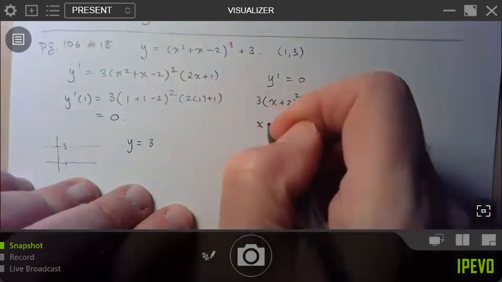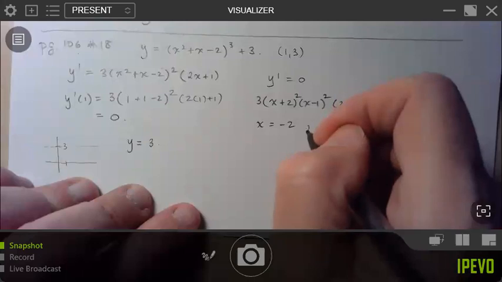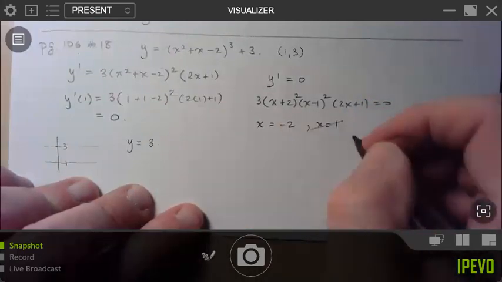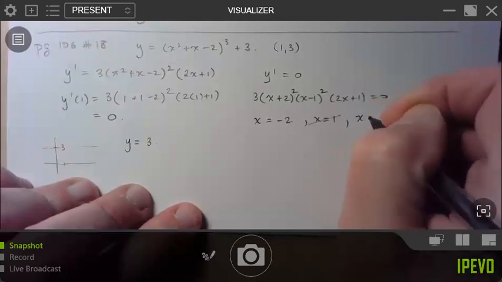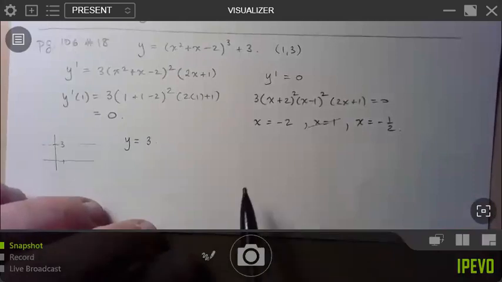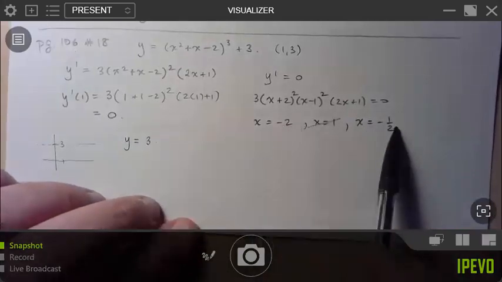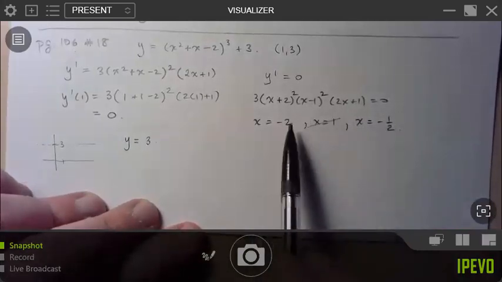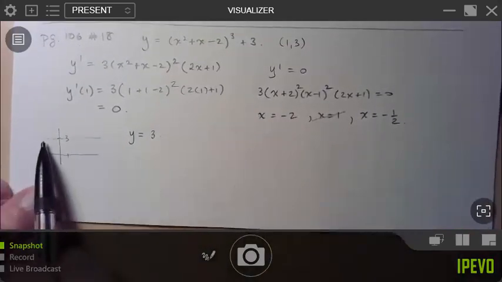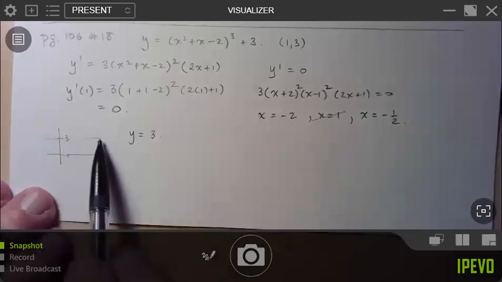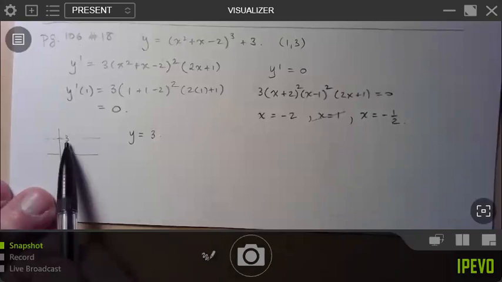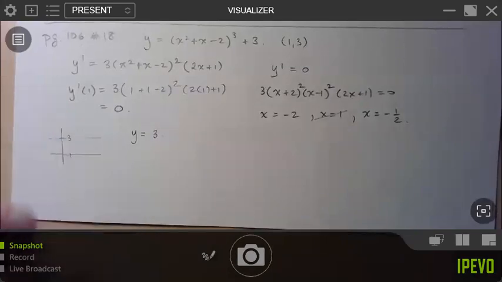So that means x can be equal to -2. x can be equal to 1. We've kind of already dealt with that, so I don't need to deal with that one again. And here we have x is equal to -1/2. Okay, so the slope of the tangent at each of these points is equal to 0. Can anybody see what we would have to show that it not only has a horizontal tangent line, but that it's exactly the line y equals 3?